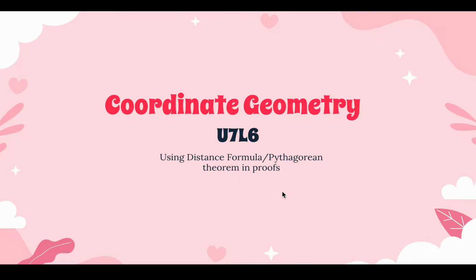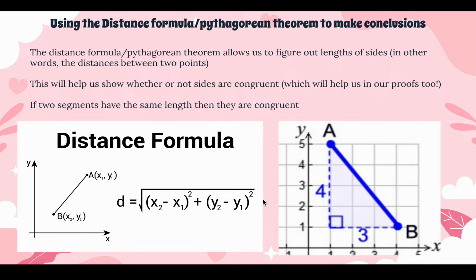Alright, in this video we're going to be going over using the distance formula and the Pythagorean theorem in some coordinate geometry proofs. So, reminding ourselves, the distance formula and the Pythagorean theorem help us get some side lengths on the coordinate grid, and side lengths are going to help us figure out whether or not sides are congruent. This is going to help us in our coordinate proofs, because when we're proving different quadrilaterals, proving the congruence of sides was part of that classification checklist that we've been working with.